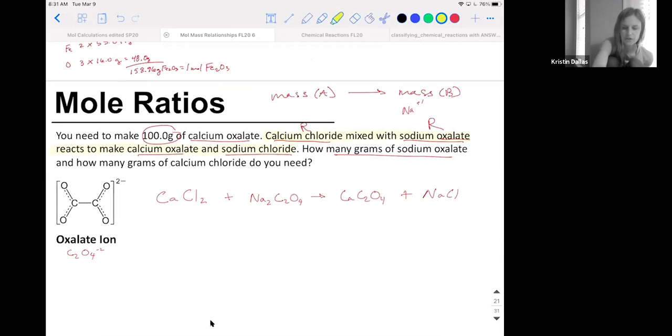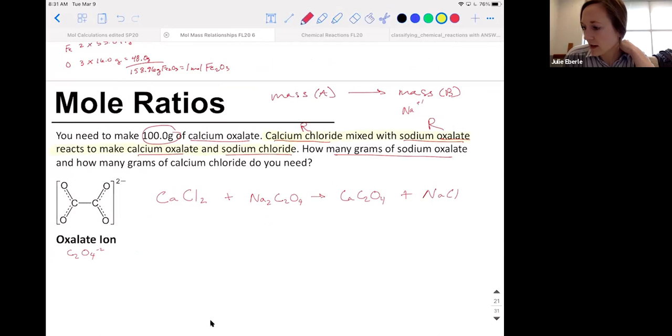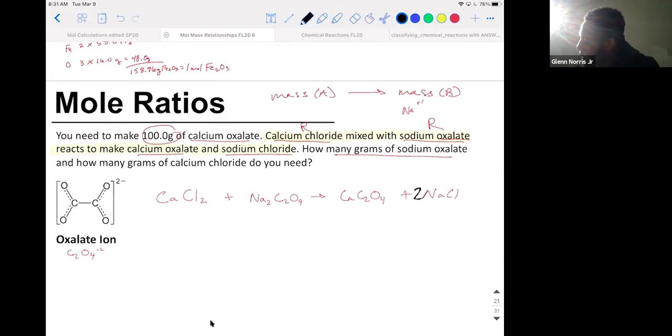2 in front of sodium chloride. Okay, Kristen says a 2. Does that help, Glenn? If it doesn't, let me know. Kristen said a 2 in front of sodium chloride. Is that it? And it's done? 1 calcium on each side.